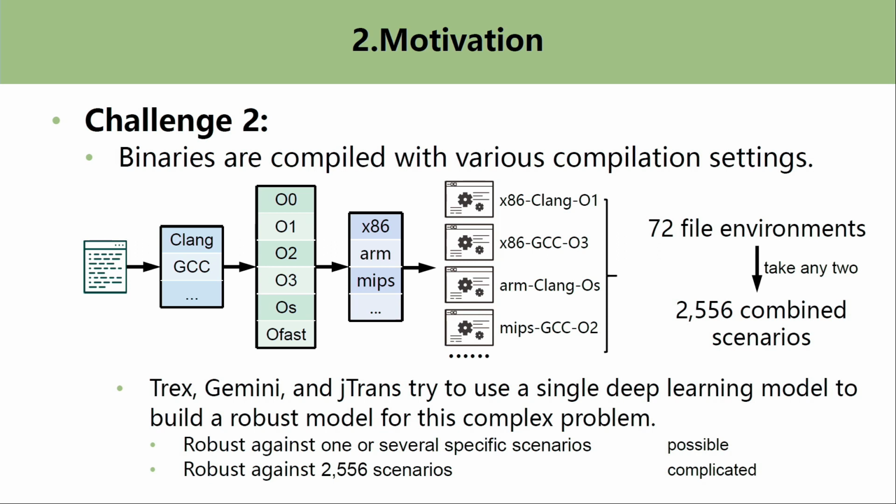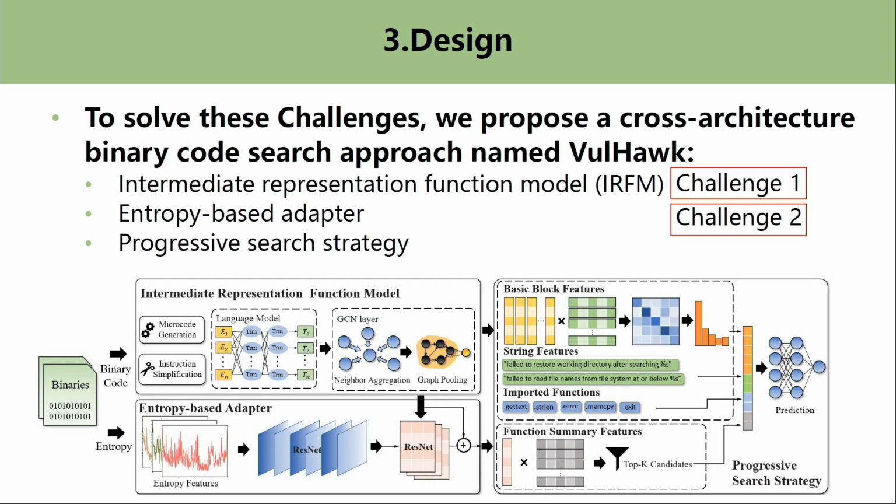The existing work tries to use deep learning to eliminate the differences caused by file environment. It may be possible to build a robust model for one or several specific scenarios. However, building a robust model against more than 2,000 scenarios is complicated. To solve the challenges, we propose a cross-architectural binary code search approach named VulHawk.